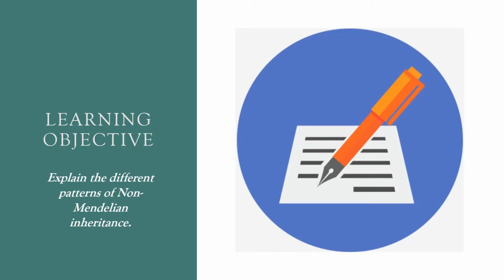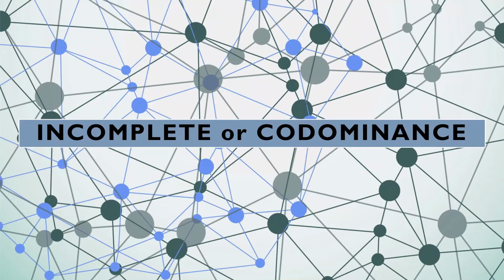The learning objective for this module is to explain the different patterns of non-Mendelian inheritance. Before we continue our discussion for this day, let's have a review first. What you're going to do is to identify if the following slides are for incomplete dominance or for co-dominance.